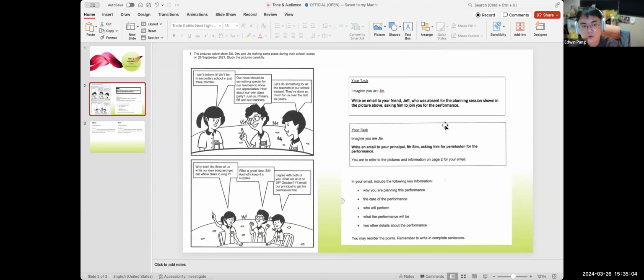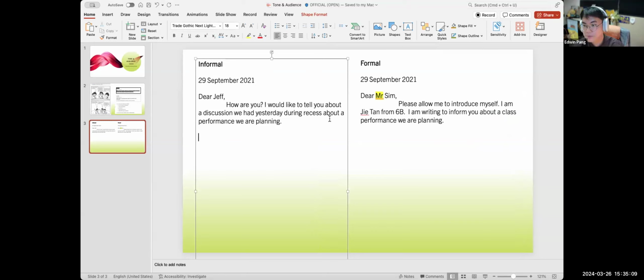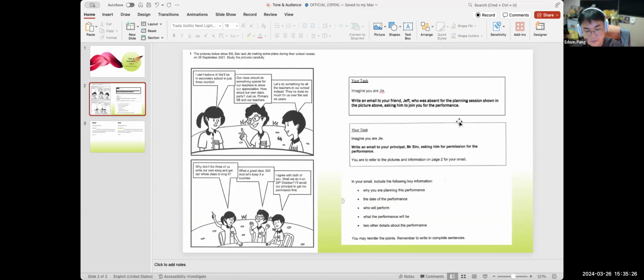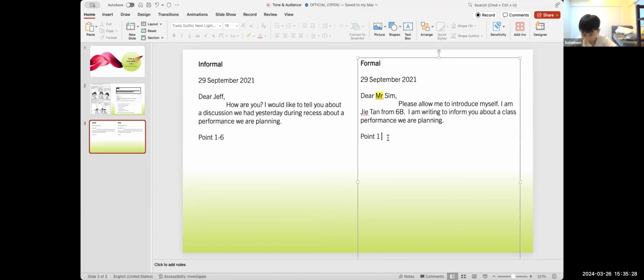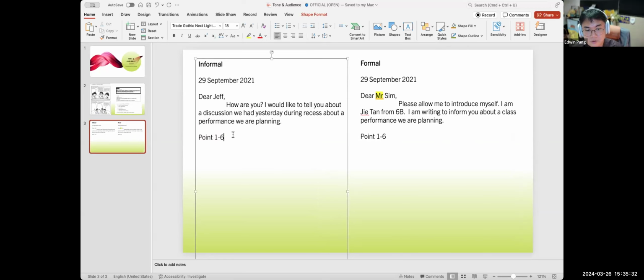Now, I'm going to take it that it's going to be the same over here. So I'm not going to go into detail, right? Because I want to zoom in on the differences. So I'm going to put point 1 to point 6 as my second paragraph. Over here, same thing, okay? Point 1 all the way to point 6. Okay, sorry about that. So I list down all the information that I've mentioned.